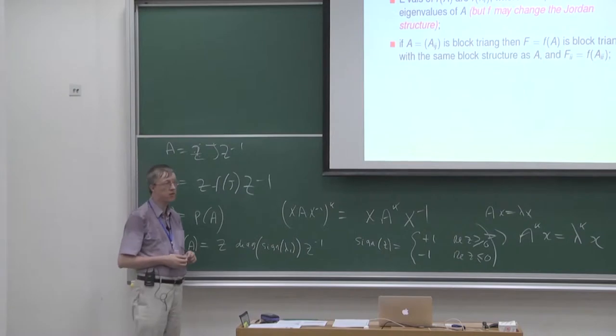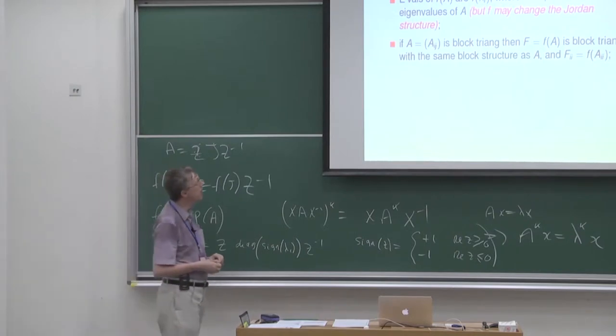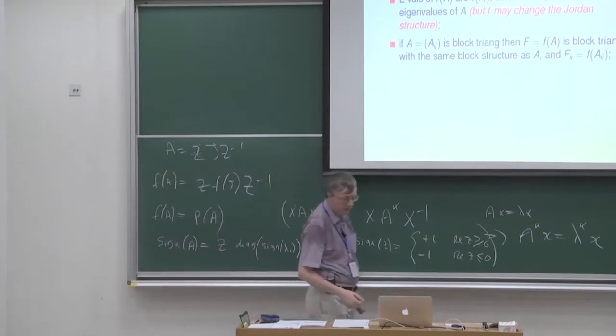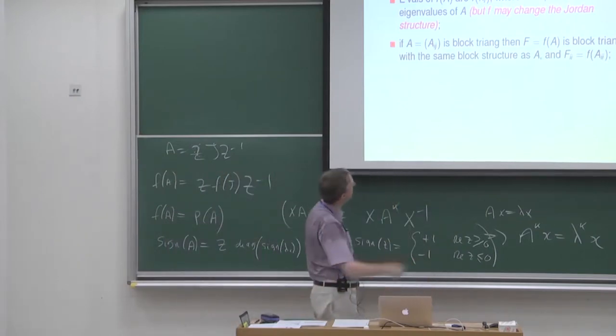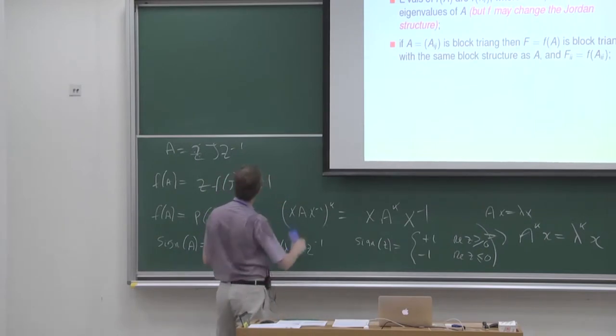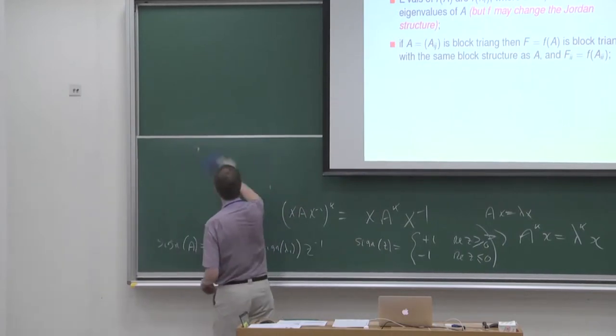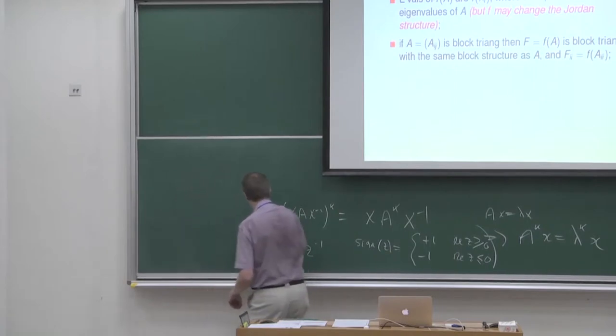But for, say, the cosine function, that wouldn't be the case because the derivative could be zero. Block triangular is an important property. So this is a claim that this is preserved by the action of a matrix function.